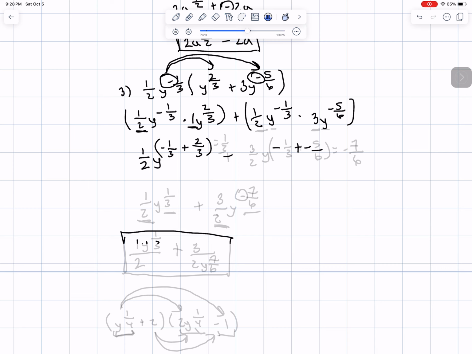Now what about the next area? So I have 1/2 times 3. 1/2 times 3 is going to give me 3/2. The y is going to stay the same because we have both y's here, right? Like the last one. And then the same thing again, I have 2 exponents that I'm multiplying. I will add those together.